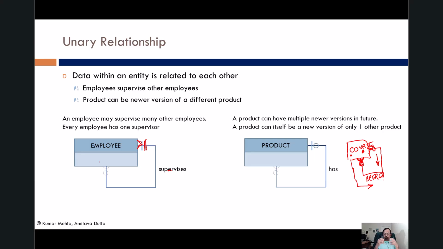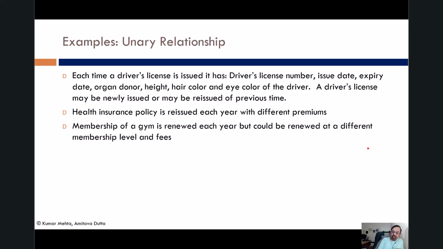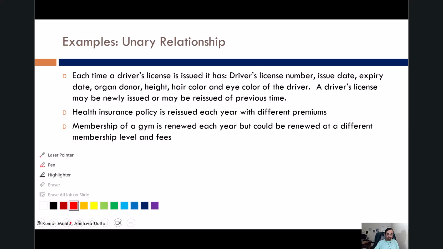I hope you see the distinction between a binary relationship and a unary relationship. Here are other examples of situations that can give rise to a unary relationship. For instance, a driver's license. When a driver's license is issued to you, it has a driver's license number, issue date, and so forth. When it is renewed, that's still a driver's license, right? So a driver's license could be related to itself. It's a renewal of another driver's license.